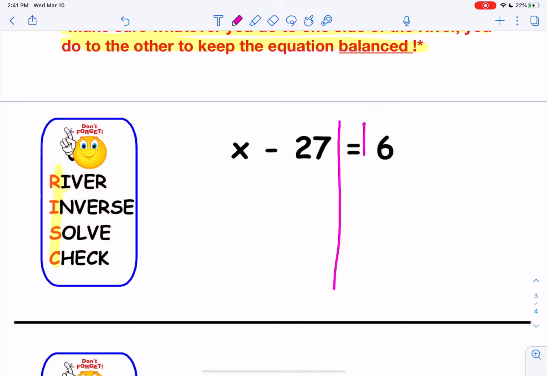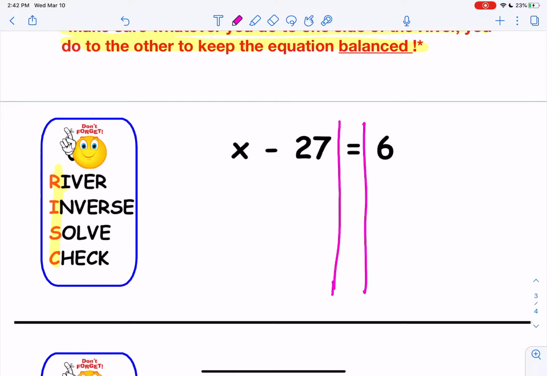I like to use 2 lines. What the river is, we're just setting up some lines around or on the equal sign so we know where the 2 sides are that we have to keep balanced in the equation. Okay? It's to help us know, whatever we do on this side, we have to do on the other side of the river. All right? And so it's like a visual reminder we have to keep our equation balanced.